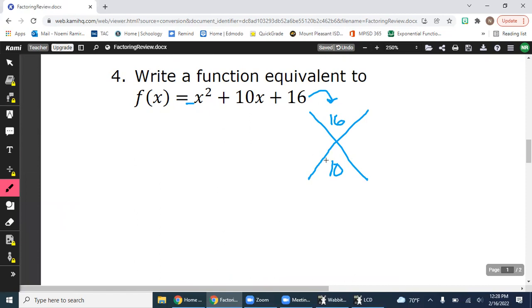I'm not going to go over the calculator steps because you've written that in your notes and you've been practicing it. 8 and 2, 2 and 8, doesn't matter.